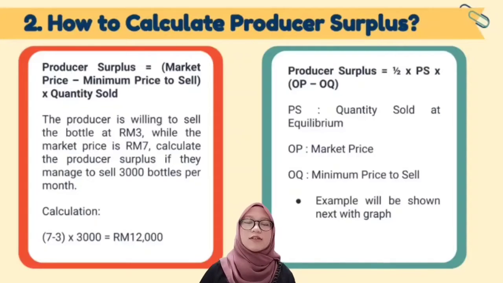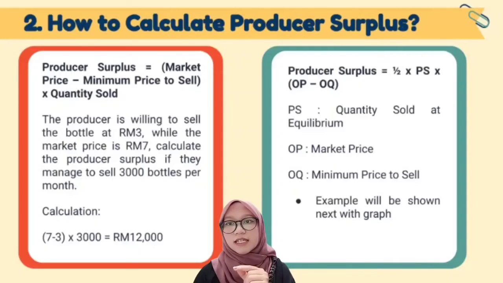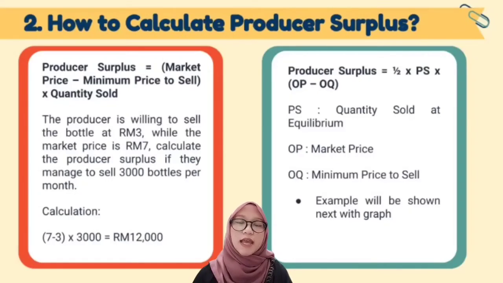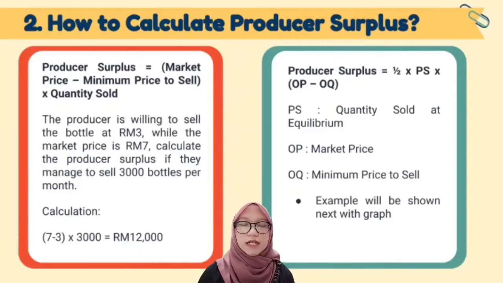Another formula is 1/2 times PS times OP minus OQ. So what is PS? PS is the quantity sold at equilibrium. As we know, equilibrium is when the demand and supply curves intercept. The price and the quantity are at the intercept. So we will take that quantity at equilibrium and that is the PS. So what is OP? OP is the market price and OQ is the minimum price to sell. So we will look at the next example and graph for this formula.